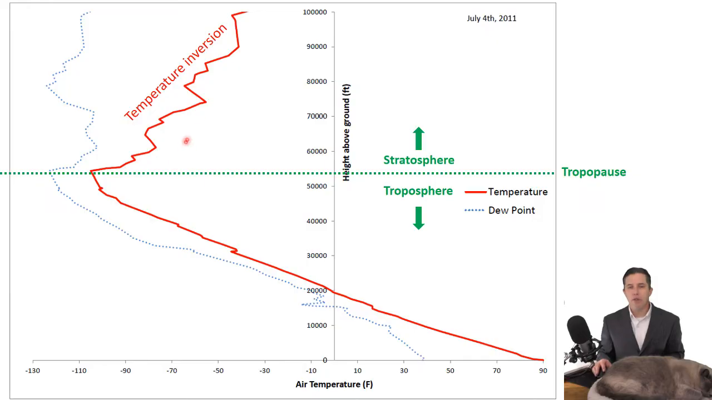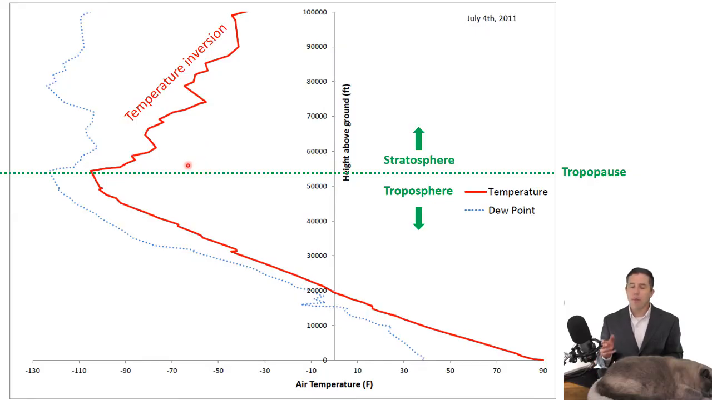But up in the stratosphere, we have something called a temperature inversion. What that means is it's getting warmer with height. It's inverted to what you expect. You expect the atmosphere normally gets colder with height. The temperature inversion means it's getting warmer with height.